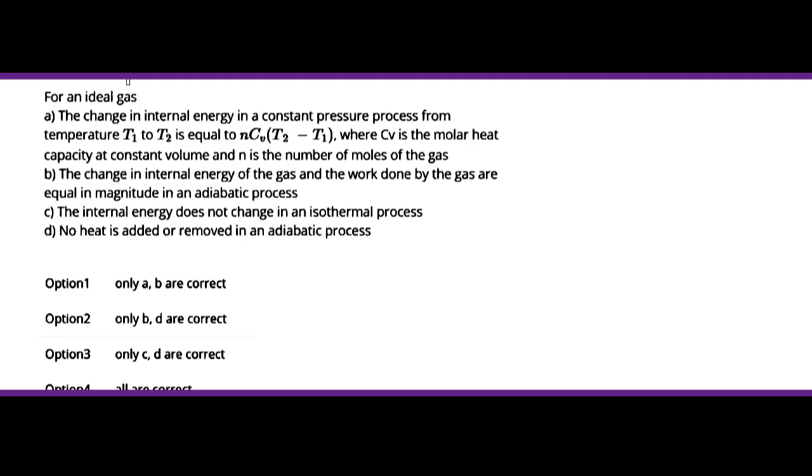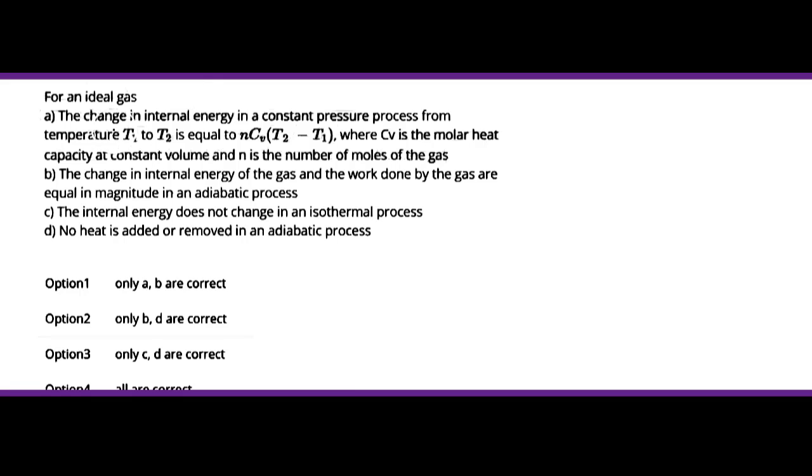Hello students, let us read the question. For an ideal gas, statements are given. So let us go statement to statement. A: firstly, the change in internal energy in a constant pressure process from the temperature T1 to T2 is equal to nCv into (T2 minus T1), where Cv is the molar heat capacity at constant volume, n is the number of moles of the gas.